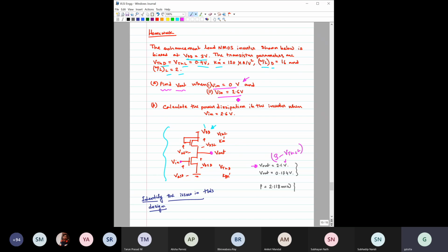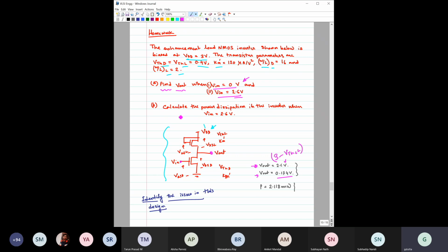For the other one, that is 2.6, you need the equation. You have to put it in the equation and find it. So please check it out. This is what I got. Please do cross-check with this, whether you are also getting this value or not. If you are getting some other value, please let me know in the next class.